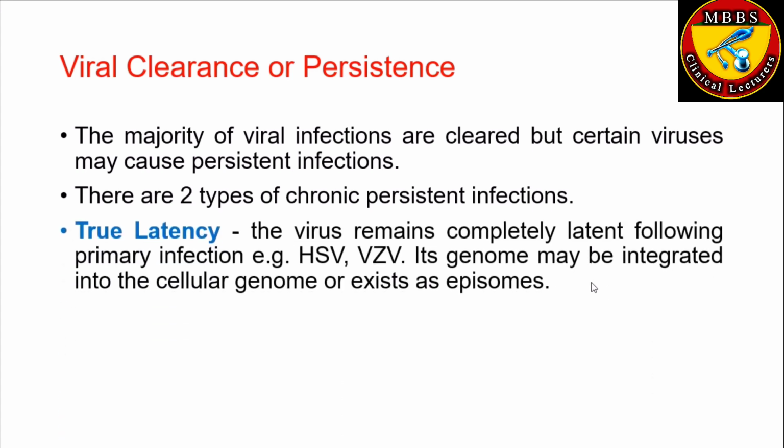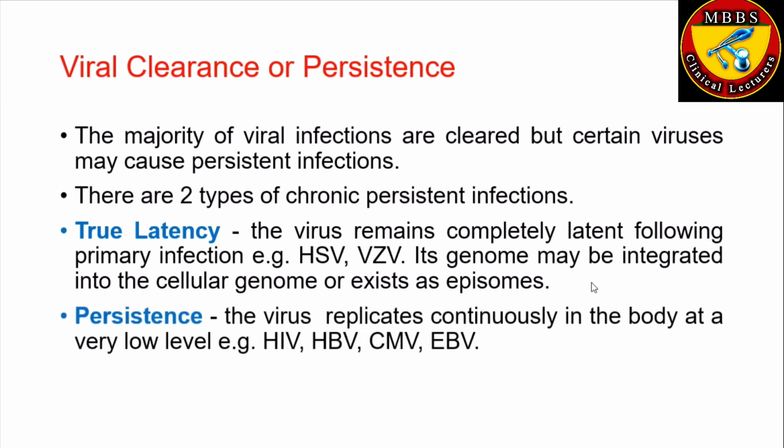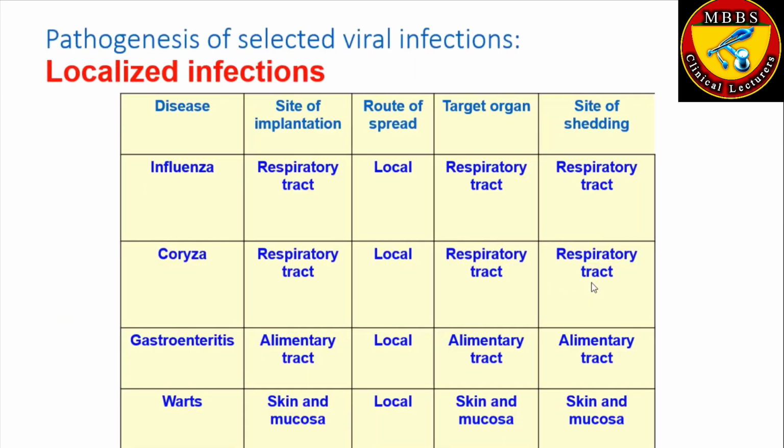True latency: the virus remains completely latent following primary infection. Example, herpes simplex virus, varicella zoster virus. Its genome may be integrated into the cellular genome or exist as episomes. The other one is persistence: the virus replicates continuously in the body at a very low level. Example, HIV, hepatitis B virus, cytomegalovirus, Epstein-Barr virus.